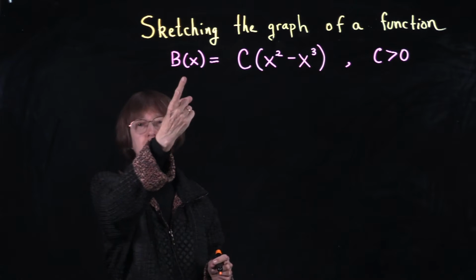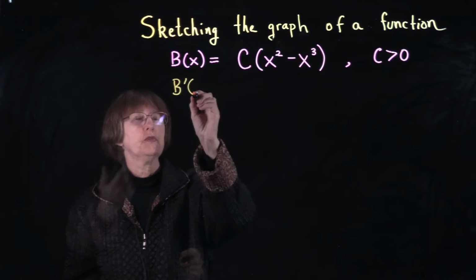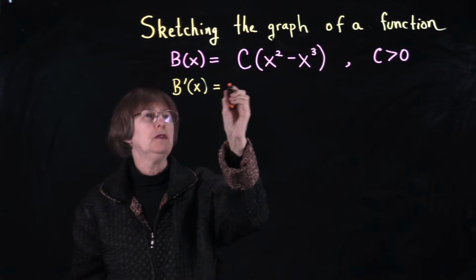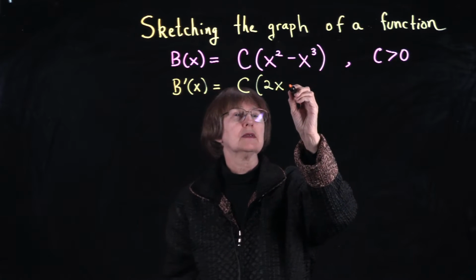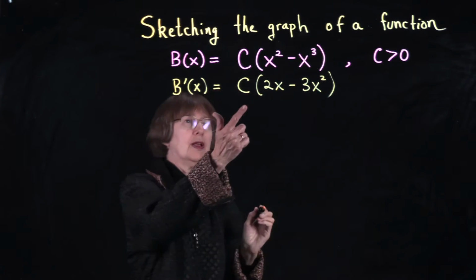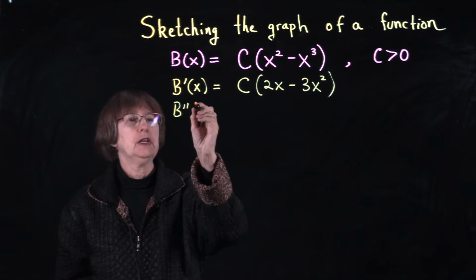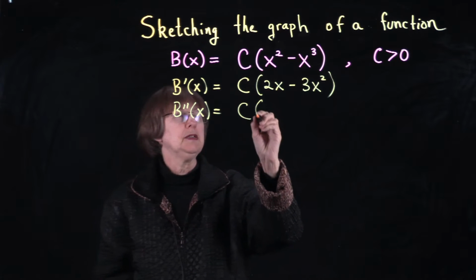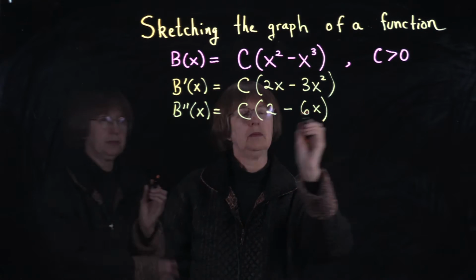We're going to use calculus tools to sketch a graph of this function. First, let's write down the first derivative. By the power rule, that's simply 2x minus 3x squared, multiplied by a constant c that we'll assume to be positive. The second derivative will be c times 2 minus 6x.